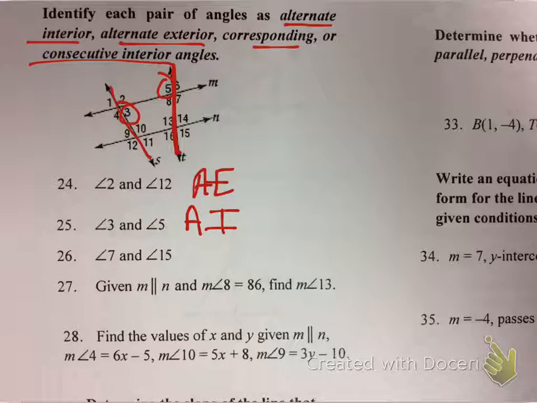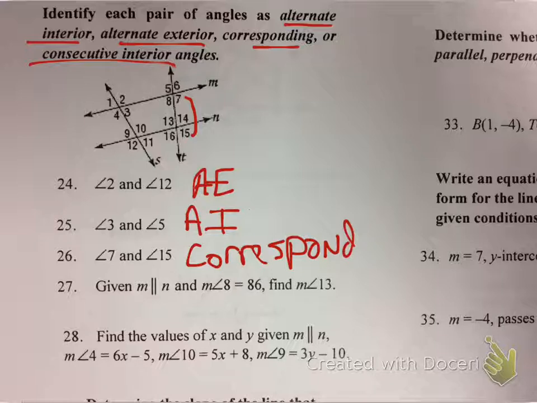Notice they are inside these two lines on the other side of M, so this would be alternate interior. And then 7 and 15, those right there, they're on the same side, one's inside, one's on the outside, so these are corresponding. Now, consecutive interior would have been like, say, 3 and 8. 3 and 8 together would have been consecutive interior. Or if you look at a different set of lines, you could have said, like, say, 4 and 9. 4 and 9 would also be consecutive interior.